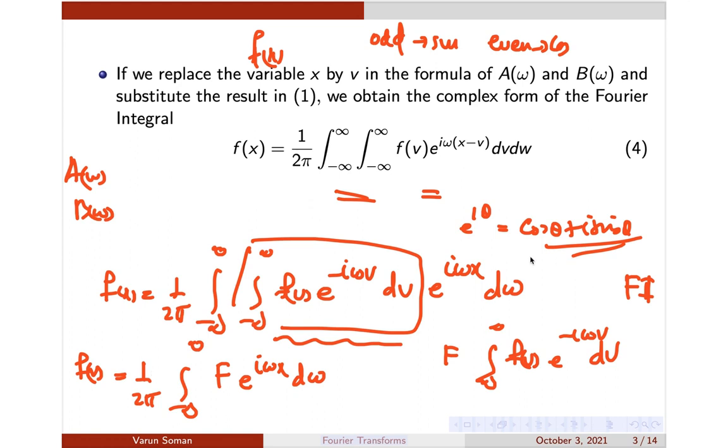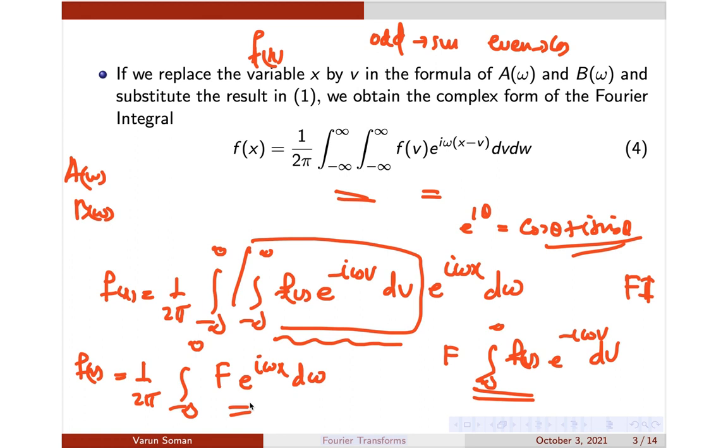So this is defined as the Fourier transform, and to get back the original function, you just substitute into this formula. This is the inverse Fourier transform. So this is the motivation of the definition. This is just for information. It is not required for examination, but this is how we are going to define the Fourier transform.